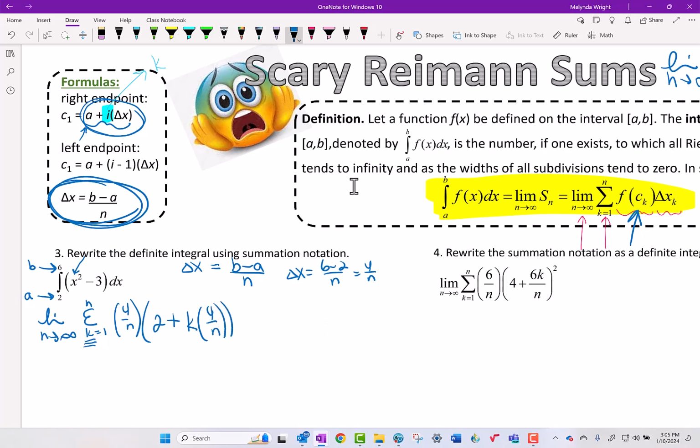And that would go in place of the X. So that would be squared, minus 3. This is my answer. That is my answer.